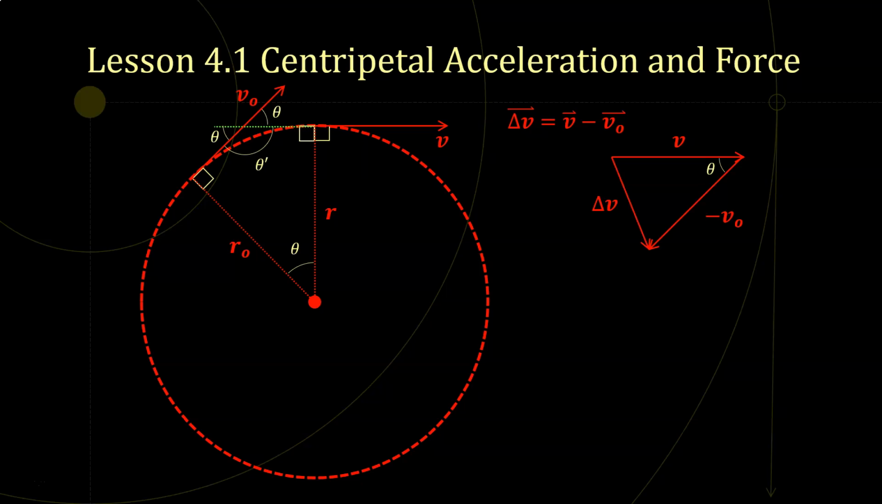All right, now let's do the same thing but with r. I have this equation, delta r, the change in the position, and in this case my position is measured with a radius. The change in the radius is r minus ro. Again, this is a vector sum, so I have to draw out my vectors. So let's go ahead and do that.